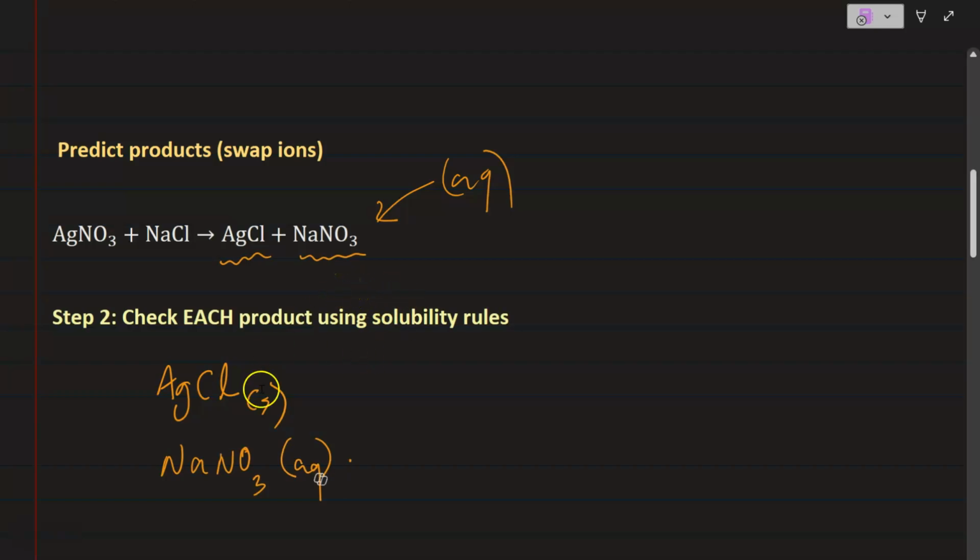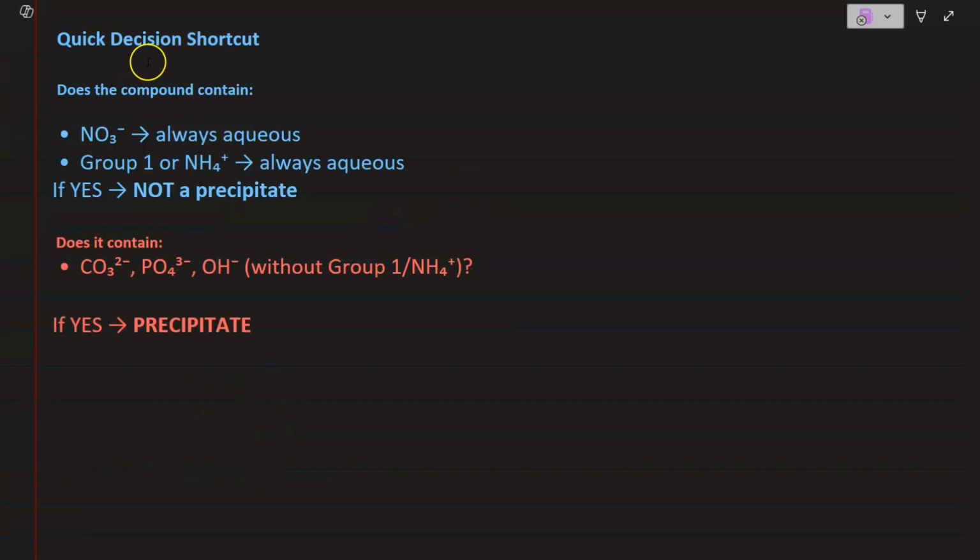Okay, let's look at the next one. And remember, for a quick decision shortcut, you just look at the compound and say, okay, does it have any kind of NO3 negative? That's nitrate. If it does, always aqueous compound, always. Or if it's a group 1 or NH4 plus, the ammonium, always aqueous. If yes, then there's just no way it's going to precipitate. But if it contains these polyatomic ions from phosphate to carbonate and hydroxide, then without the NH4 and group 1, which is lithium and potassium, they do precipitate.